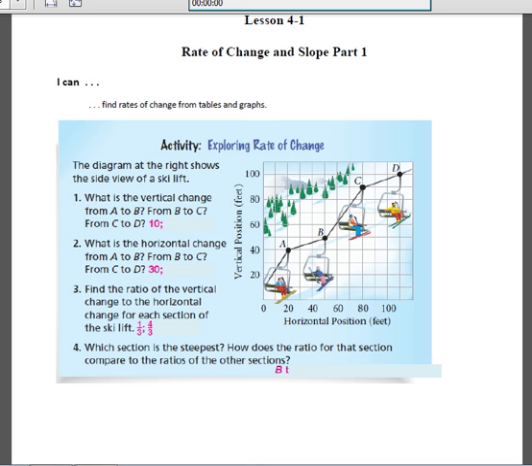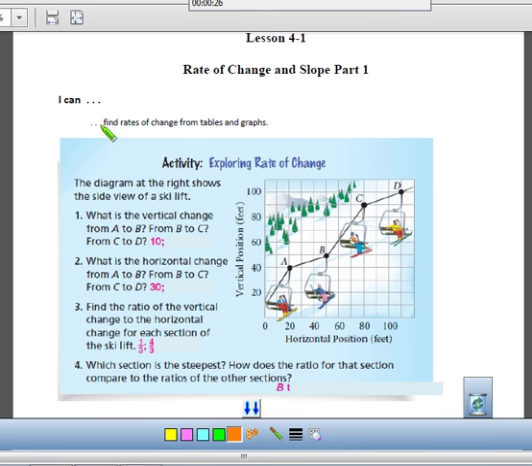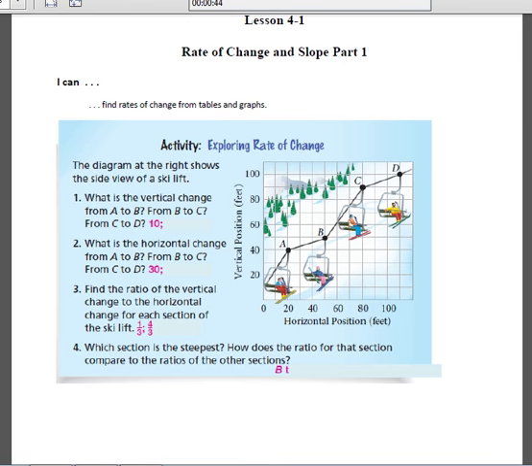So obviously there are multiple parts to this. The target for this: I can find rates of change from tables and graphs. So we're going to be talking a lot about rates of change and what they mean and how you find them in the first part of this unit. Alright, so let's go ahead and take a look at the example questions.